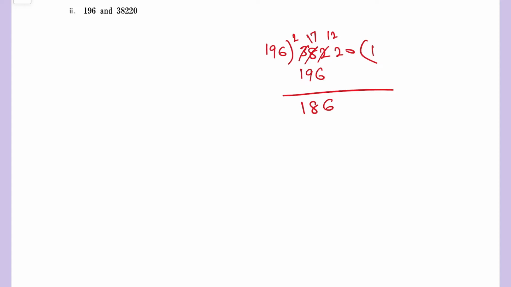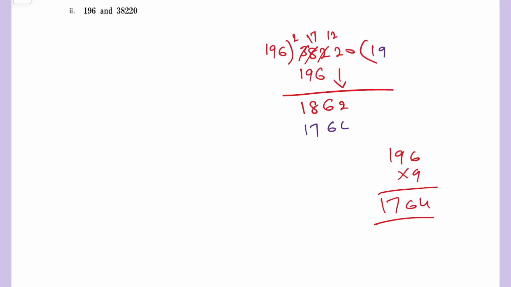In the 196 table 186 won't come, so I need to drop one more digit down, that is 2. Now 1862. 196 tens is 1960, but here 1862 is there, which is smaller than 1960. So I am directly checking with 196 nines. 196 times 9: 9 sixes are 54, 4 and 5 carry, 9 nines are 81, 86, 6 and 8 carry, 1764. So 196 nines is 1764.